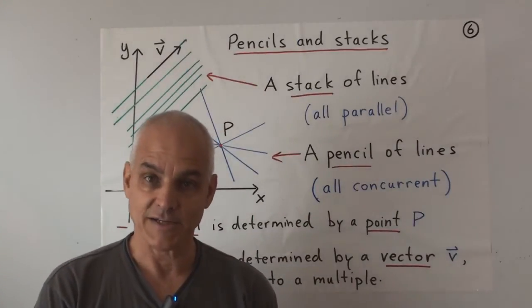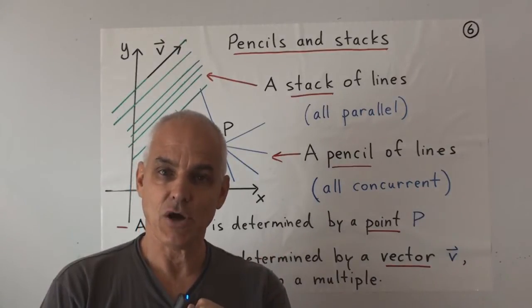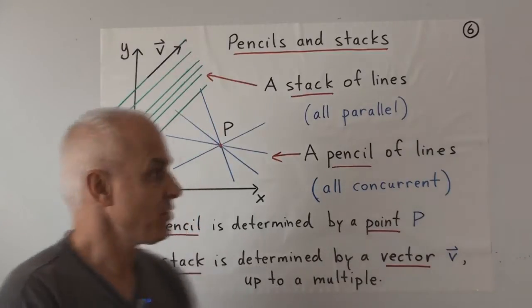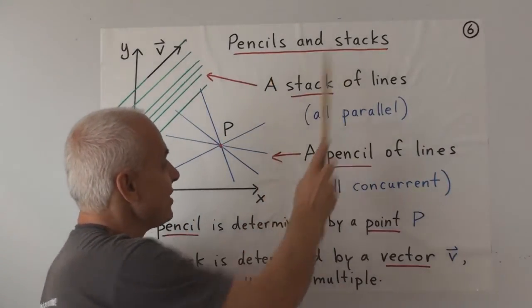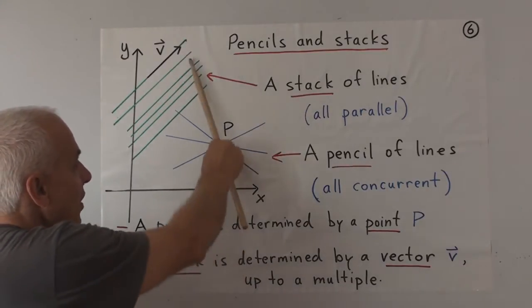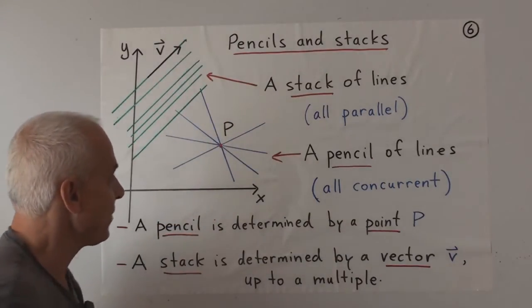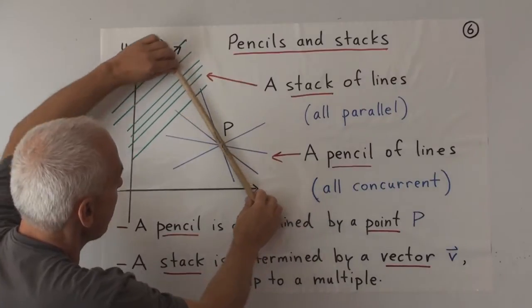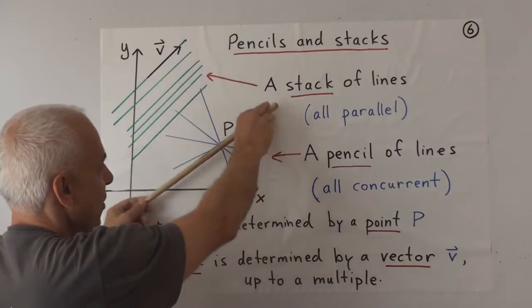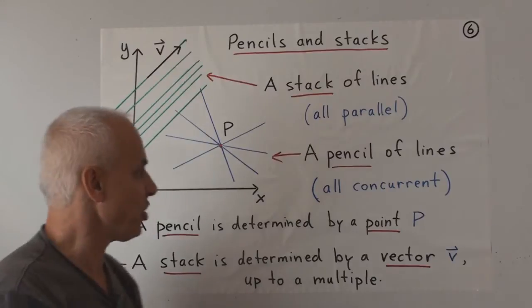When we're talking about lines, it's often convenient to have some special notation to denote certain families of lines that are related in a particular way. So there are two such concepts, pencils and stacks. A pencil of lines refers to all the lines which go through a particular fixed point. So there's a point P. And if we look at all the lines going through that point P, that's like a bouquet of lines. We call that a pencil of lines. Not sure where the terminology comes from, but it's very established terminology.